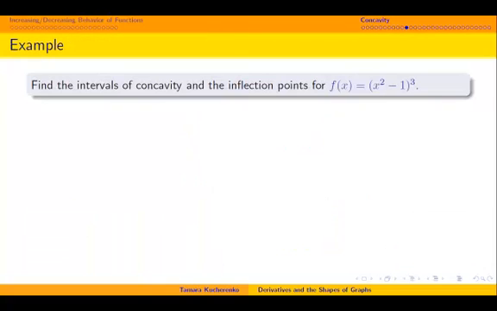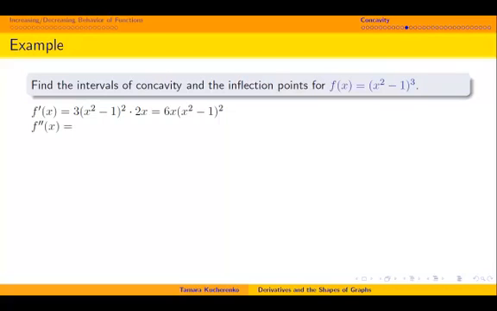Now we use this test to find the intervals of concavity and the inflection points for the function f of x equals (x squared minus 1) cubed. We use the chain rule to find the first derivative. f prime of x equals 3 times (x squared minus 1) squared times the derivative of the inside function, 2x. We simplify this as 6x times (x squared minus 1) squared.